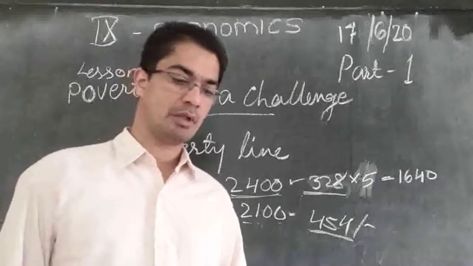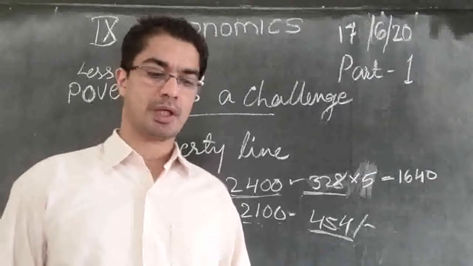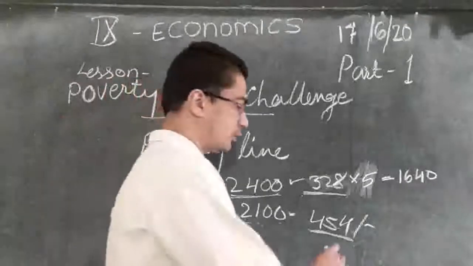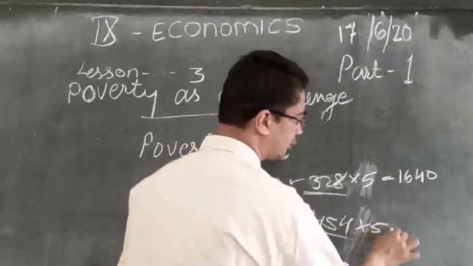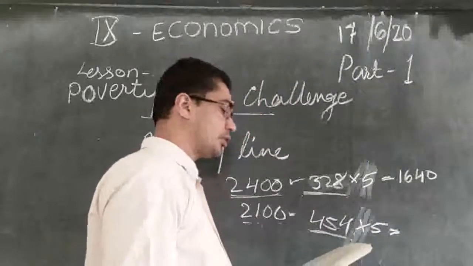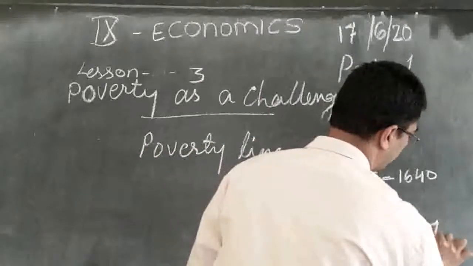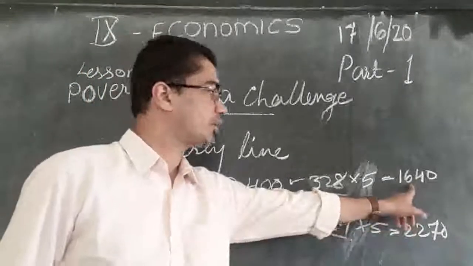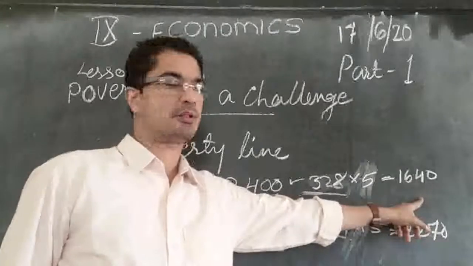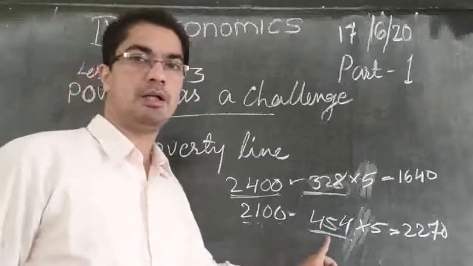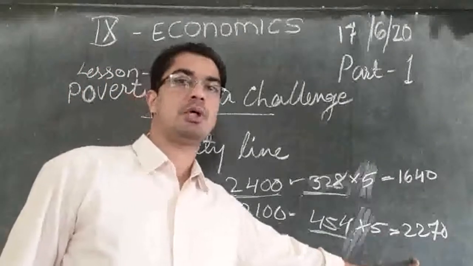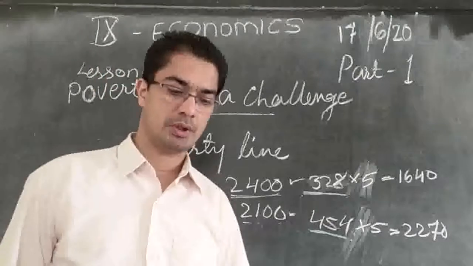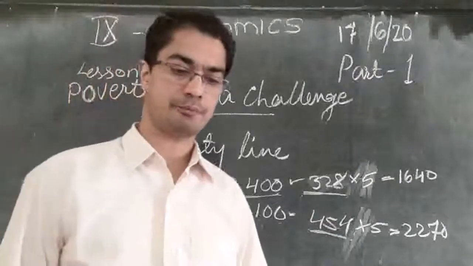If his income is 1640, then we can say that person is not poor, he is above the poverty line. Then a similar family in the urban areas would need a minimum of 2270 per month to meet their basic requirements. If they are living in the town, for a family of 5 members, they require 2270 rupees. So a family of 5 living in the rural area will require 1640 per month to meet the basic requirements, and a family of 5 members living in the urban area will require 2270 rupees per month to meet their daily expenses, food expenses and so on.